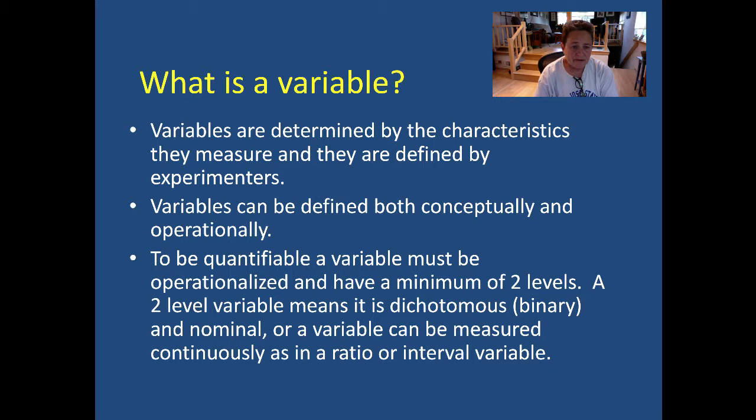So what is a variable? A variable is determined by the characteristics that they measure, and they're defined by experimenters. Remember, we looked in the literature to find what researchers are measuring and how they're defining what to measure and how to measure it. Variables have to be defined in two ways. They're defined conceptually and they're defined operationally.